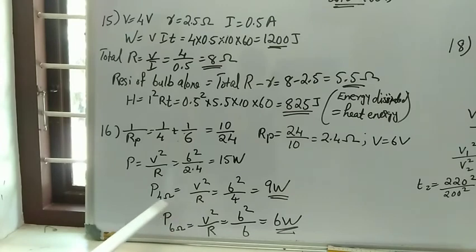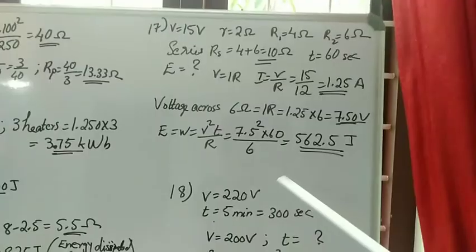So here R we have to substitute 4. So 6 square by 4, that is 9 watt. And power dissipated in 6 ohm resistance, again the same formula, V square by R, that is 6 square by 6. We will get 6 watt.